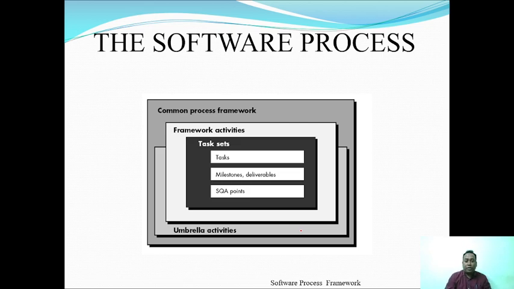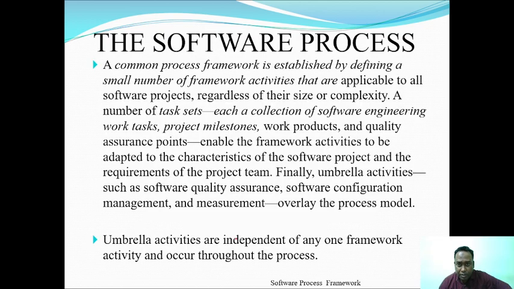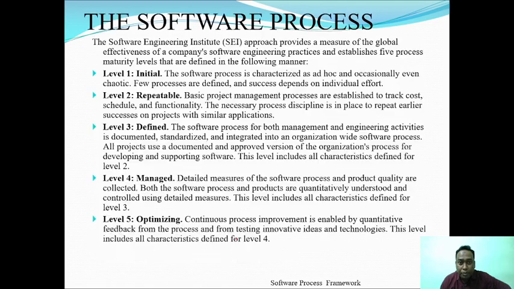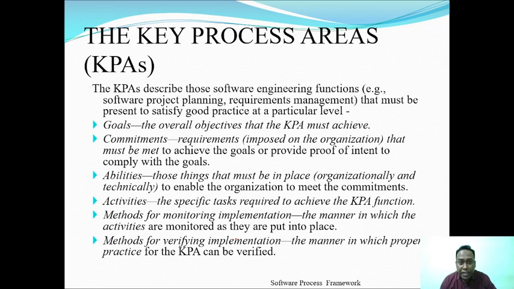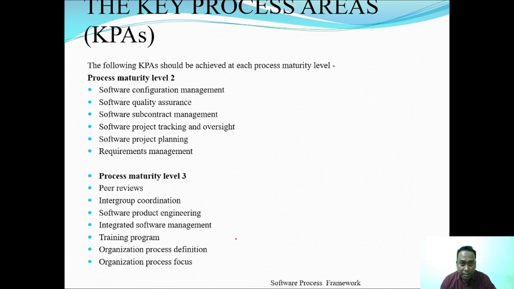They are the process common framework. The framework has main parts that we have used for the set. There will be tasks, milestones, and deliverables or QA points. They are the umbrella activities of the software process, the common activities we have used in the software process. Software process maturity levels are level one initial, repeatable, defined, managed, and optimizing. Okay, the key process areas cover requirements, goals, commitment, ability, activities, methods, and measurement. That is the process of the software process.